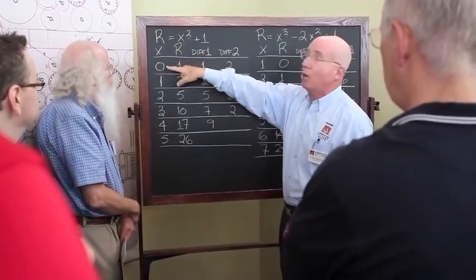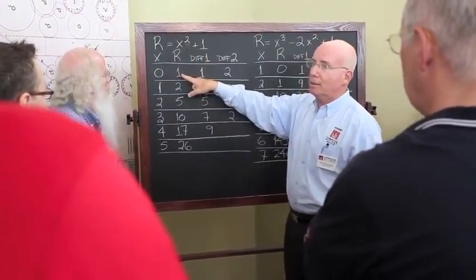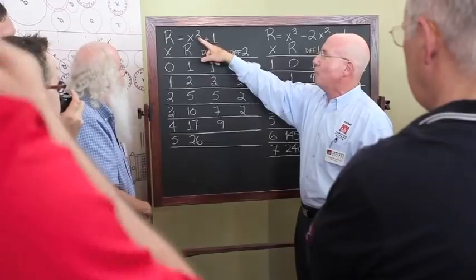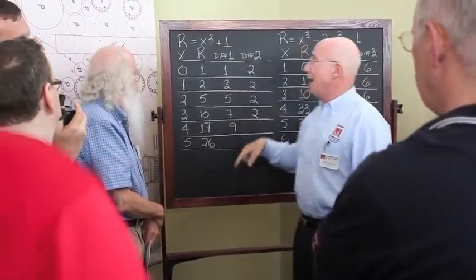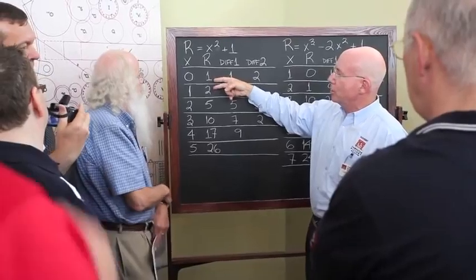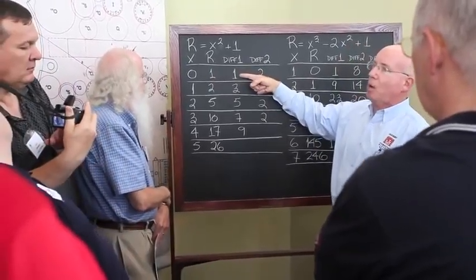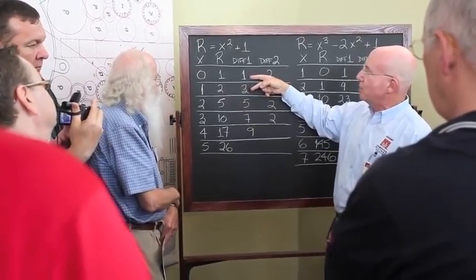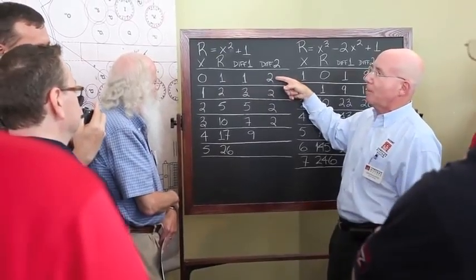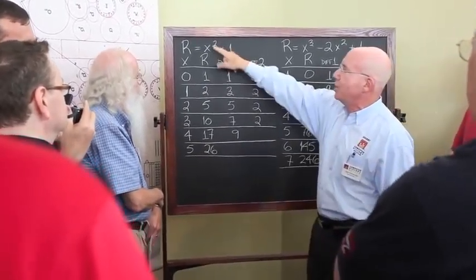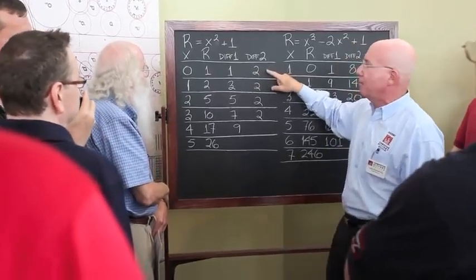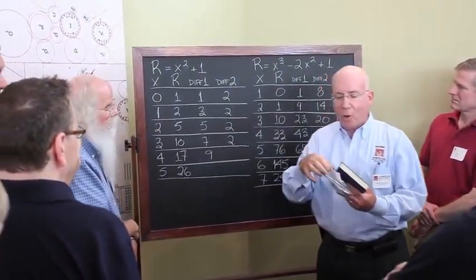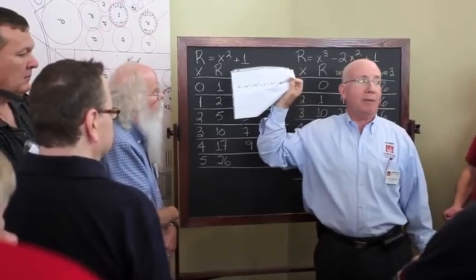If x equals 0, the result is 1. X equals 1, the result, 1 squared plus 1, is 2. 2 squared is 4, plus 1 is 5, right? Now, I subtract the first 2 solutions and put the difference in difference column number 1. The next 2, subtract, difference column number 1. Then subtract the first 2 differences, put it in difference column number 2. Notice for a second order equation, I wind up with a constant in difference column 2. For a third order equation, I would wind up with a constant in 3. For a fifth order equation, I would wind up with a constant in difference column 5.